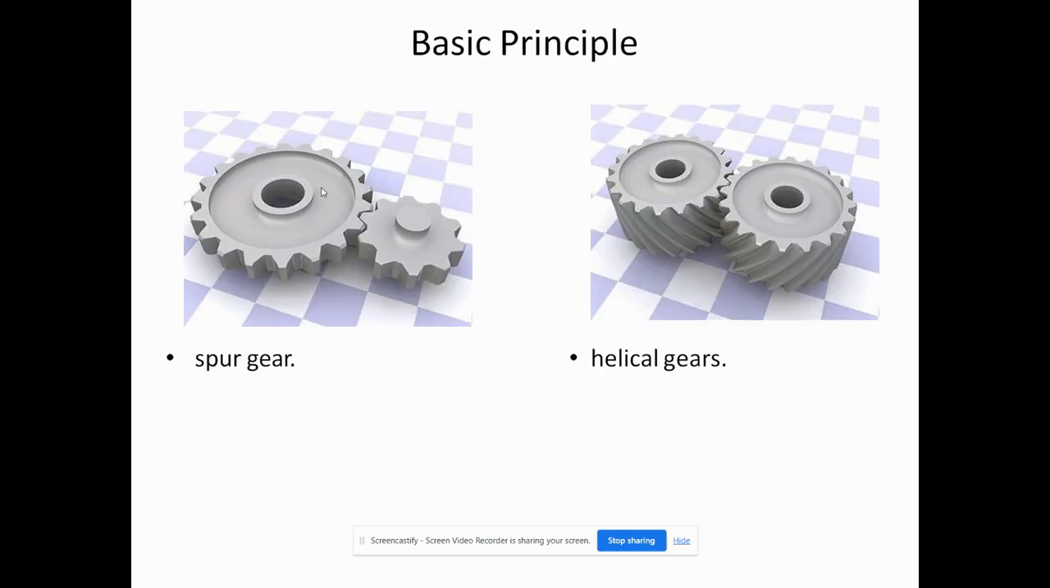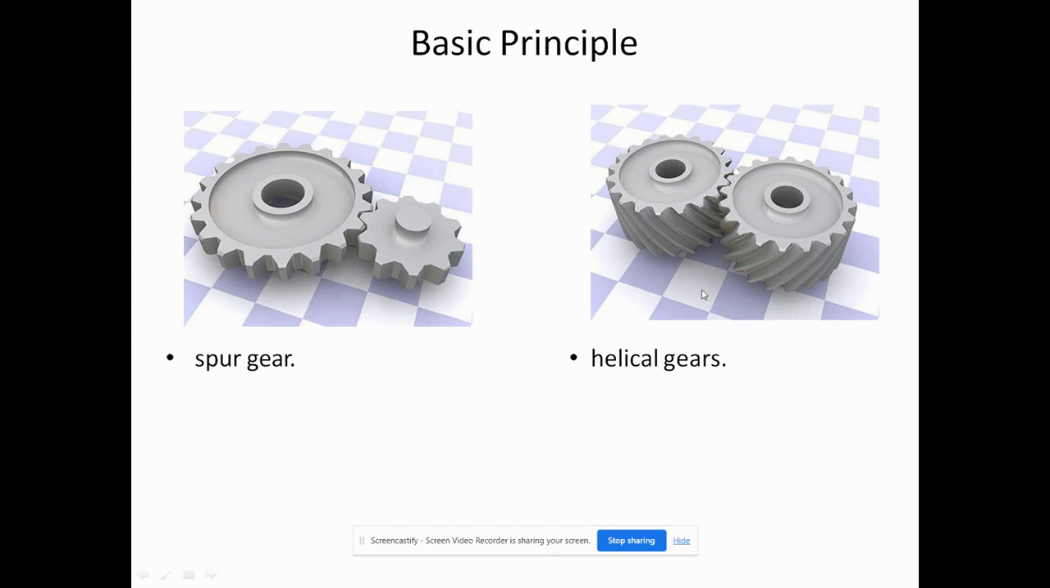The next topic is the basic principle of the gearboxes. These are two gears: one is a spur gear, and the other is a helical gear. In the spur gear, the most basic type of gear, the teeth are straight cut. That is why it is called a spur gear: the teeth are cut parallel to the axis of the gear. This is the axis of the gear, and the teeth are cut parallel to this axis. That's why it is called a spur gear.